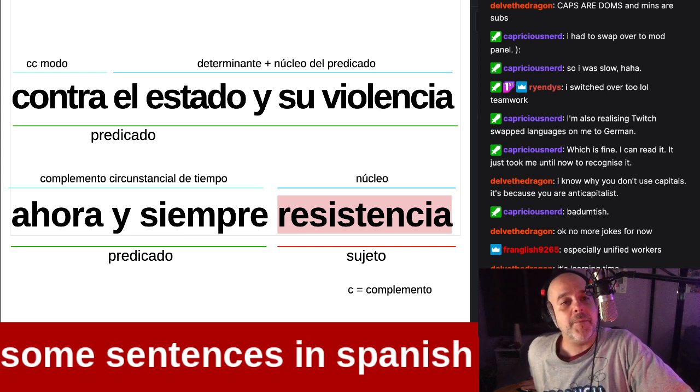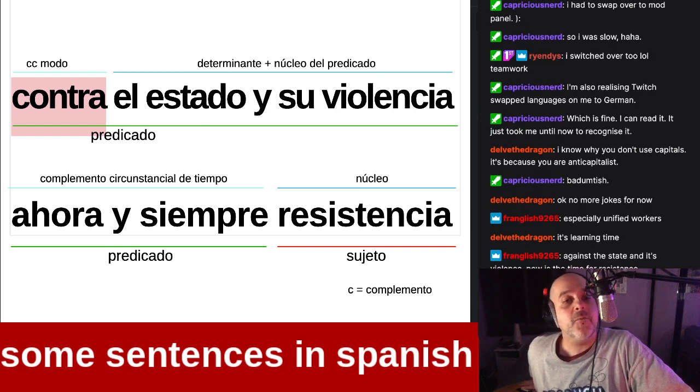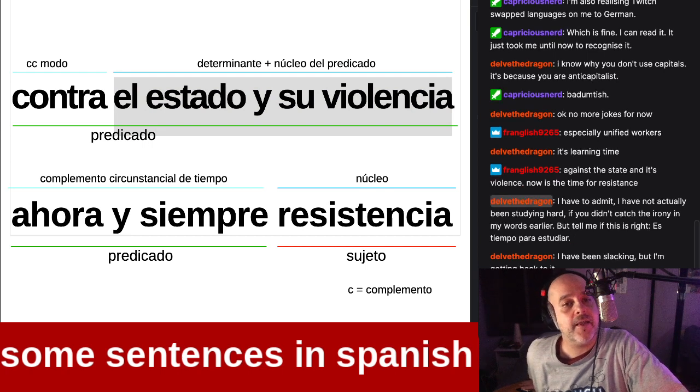So, complemento circunstancial de modo, so circumstantial complement of mode, which is against. You could be for or against. In this case, it's against. Against what? This is the against what? So it would be the objeto directo, which I don't know why I didn't mark this, but it would be the objeto directo, the object. And it's the nucleus of the predicate, against the what: against the state and its violence, contra el Estado y su violencia.